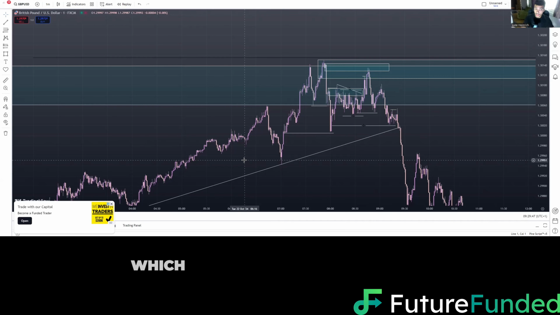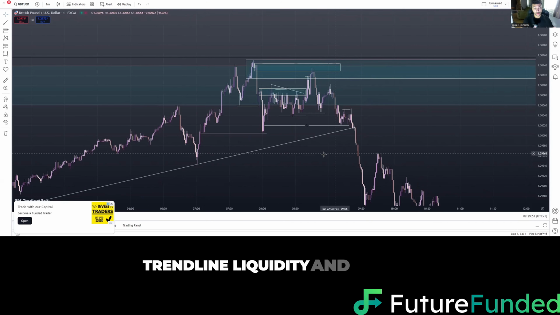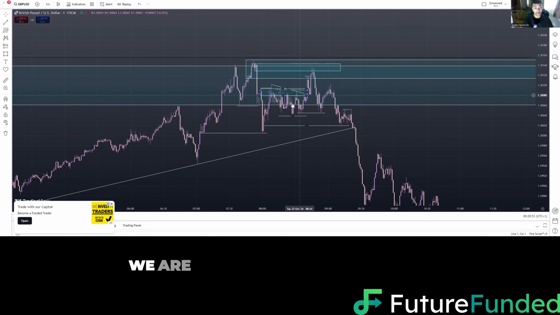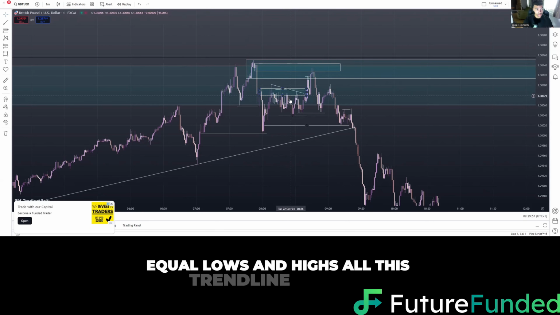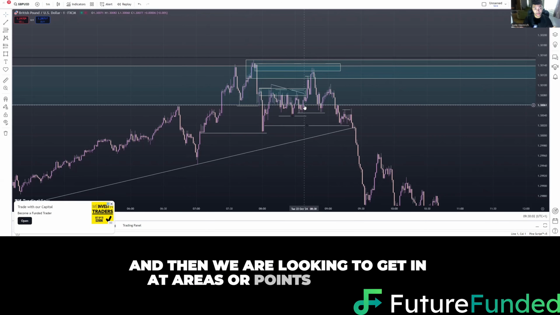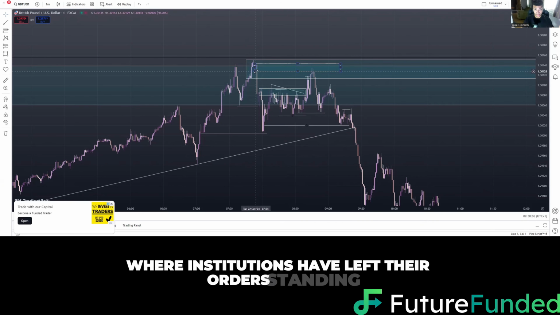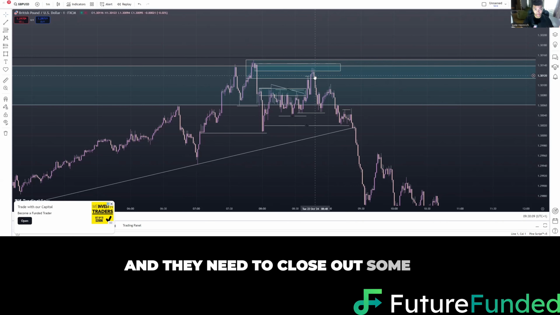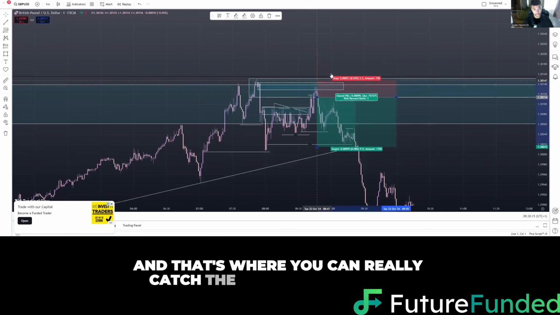All right, which is this: equal lows, support and resistance, trendline liquidity. And we are looking to do the opposite. We are looking to take out all of these relative equal lows and highs, all this trendline liquidity, and then we are looking to get in at areas or points of interest where institutions have left their orders standing and they need to close out some of their orders. And that's exactly what we did right here. And that's where you can really catch the biggest moves.